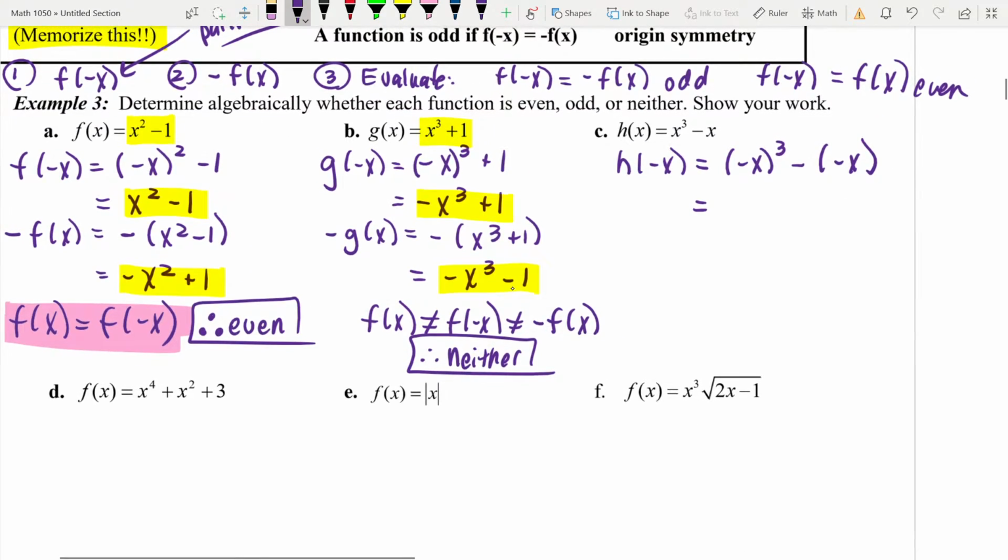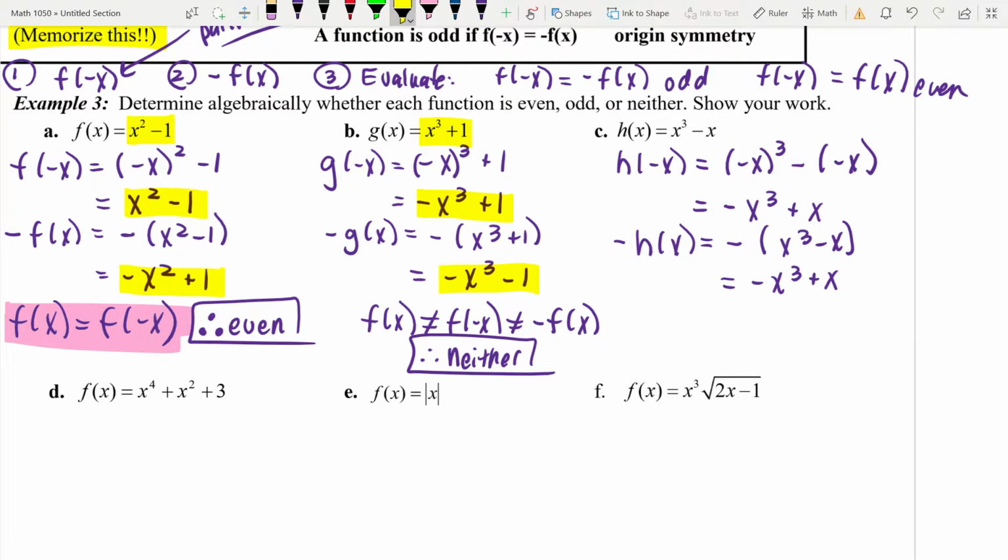So you've got a negative to an odd is a negative, and you've got your x to the third. Then a negative times a negative is a positive x. So there's your h of negative x. Now I'm going to do negative h of x. So I'm going to put a negative, and then in parentheses I have to put that original function, which is a negative x to the third plus x.